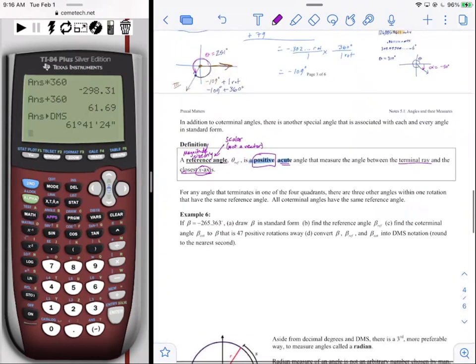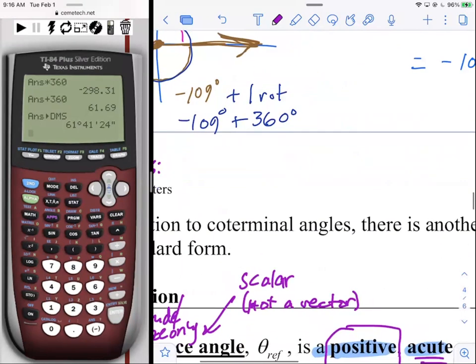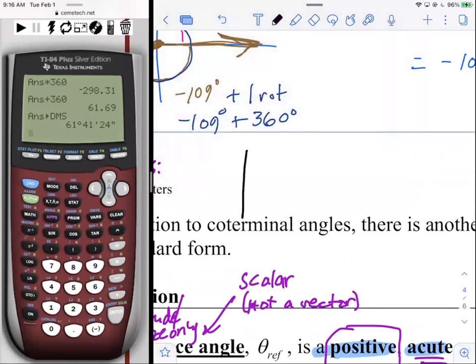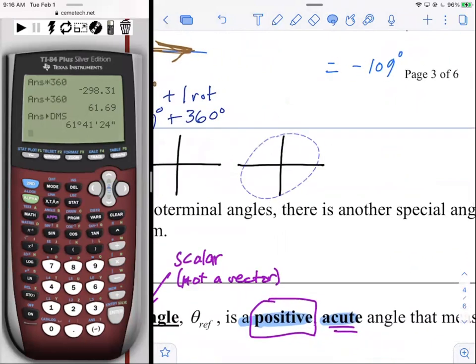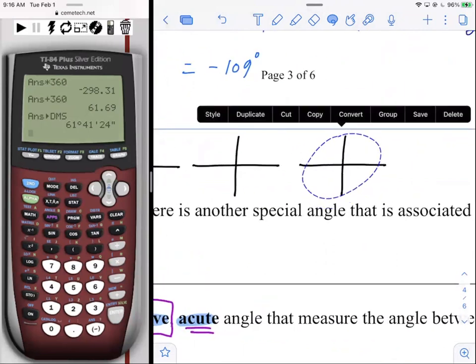Let's look at the 4 cases. There are 4 cases. Okay, so let's draw 4 right up here at the top. Let's just draw 4 little x and y axes. I'm going to copy that once. Copy, paste, paste, paste.